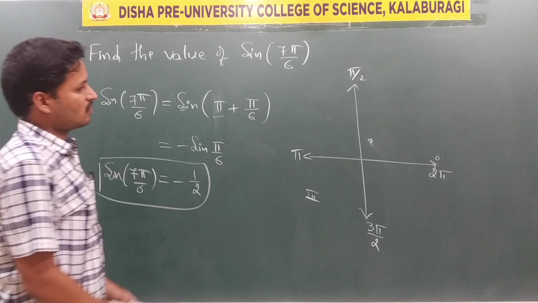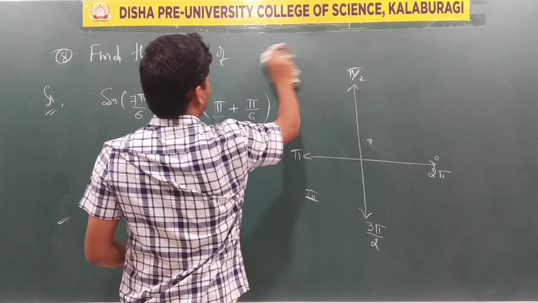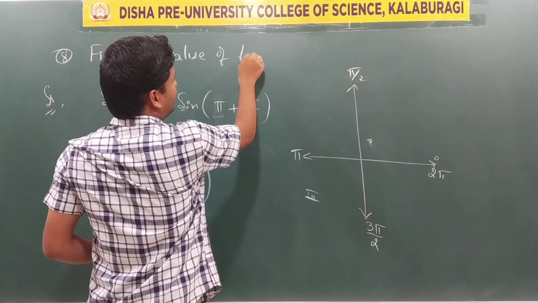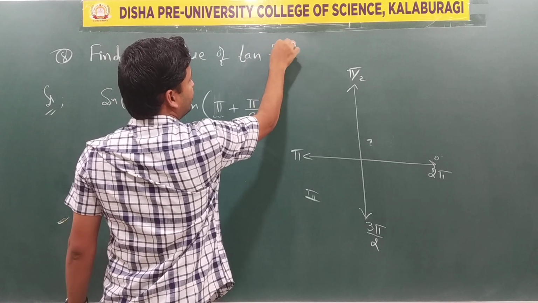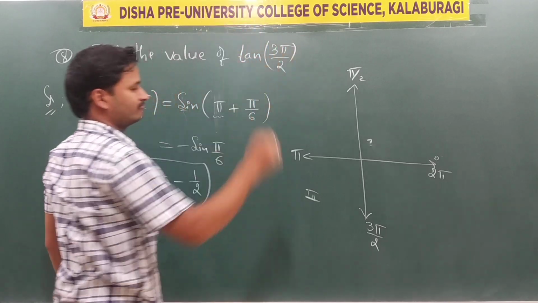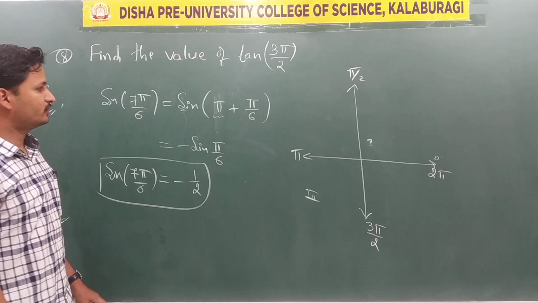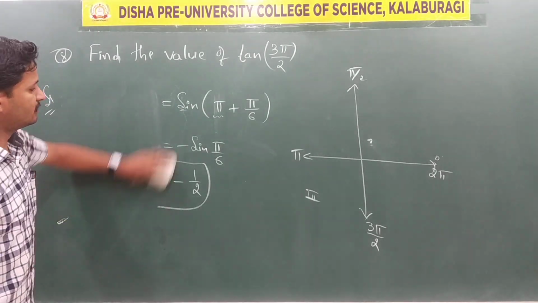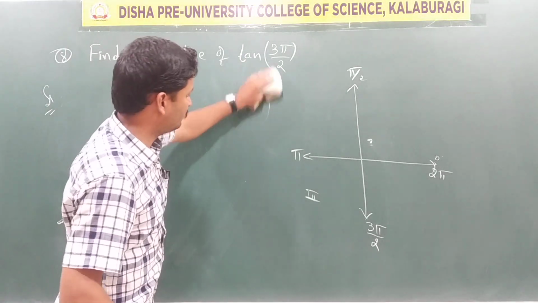Okay, yes. Then next, the 8th problem. Find the value of tan of 3 pi divided by 2. Tan of 3 pi by 2. Yes. So again, how to evaluate tan of 3 pi by 2?